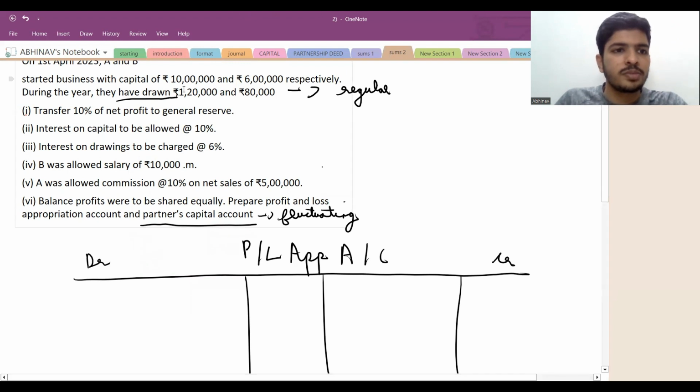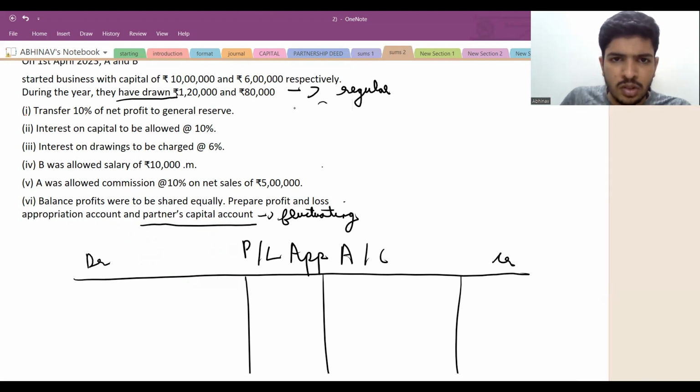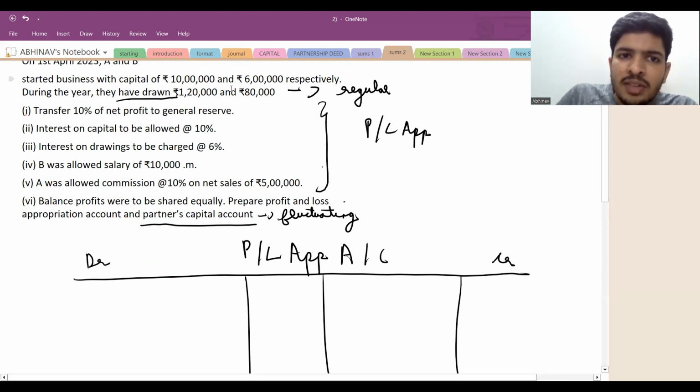Now, the next term: transfer 10% of net profit to general reserve. This part deals with the profit and loss appropriation account. The earlier two deal directly with the capital account. Here, it has nothing to do with the capital account. It deals with the profit and loss appropriation account because this deals with distribution of profit between the partners.